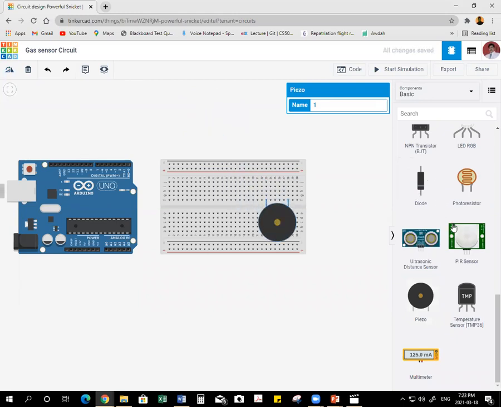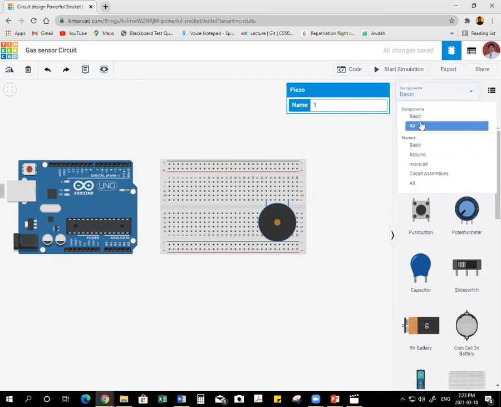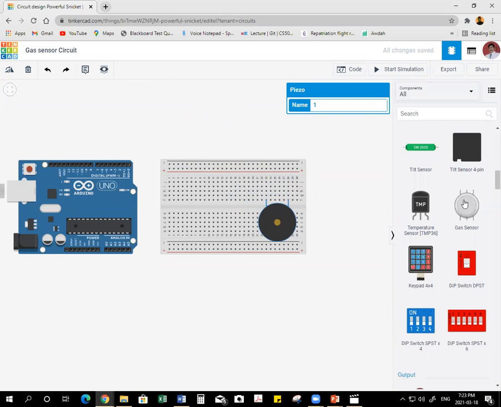Now what do we need? Gas sensor. Now, can you see the gas sensor? No, I need all components, then I can see the gas sensor. Okay, the gas sensors are here. Anywhere you can connect. Now you have to know the connections. The buzzer by default has one positive and one negative terminal.